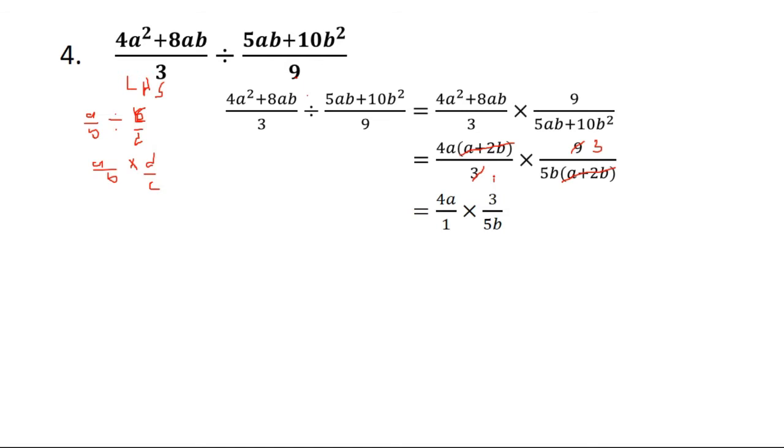The denominator here is 1, so we are going to have 4a over 1 times, here when 3 cancelled it, we are left with 3. So 3 over, we cancelled a plus 2b out, so we now have 5b here. So we are going to have the numerator multiplying the numerator, the denominator multiplying the denominator. So 4a times 3 all over 1 times 5b, and that is going to give us 12a all over 5b.